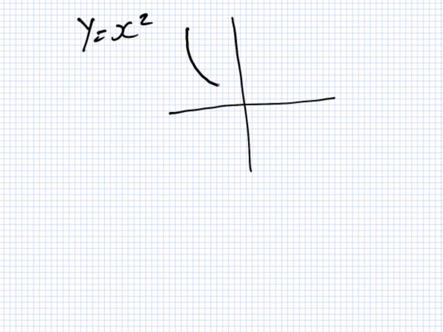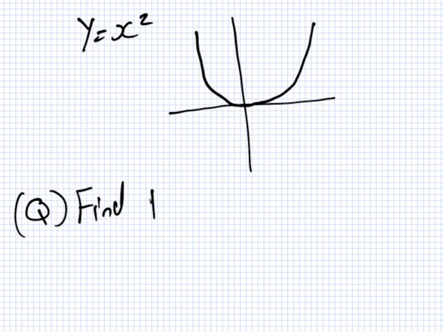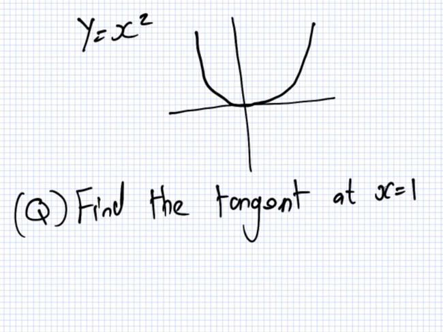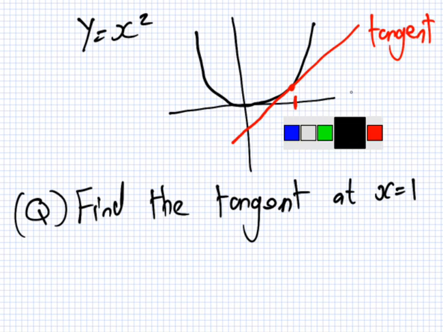Remember this word tangent? Yes, I remember. Great. So, now that we have a tangent, there's another new word for today. This line here, this is called the normal. And the normal is always perpendicular to the tangent.